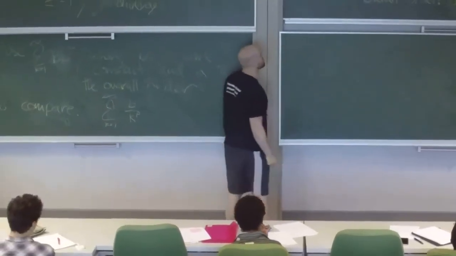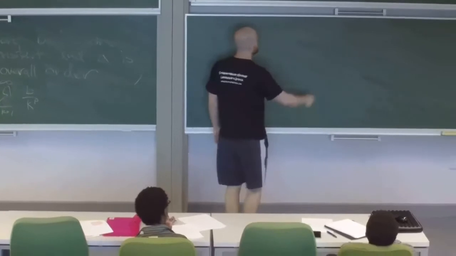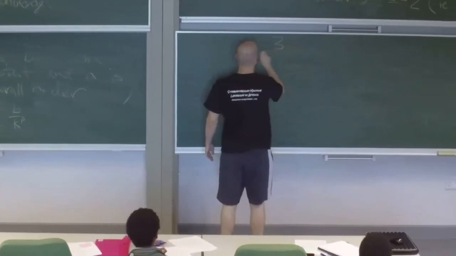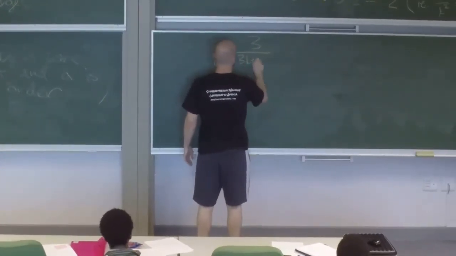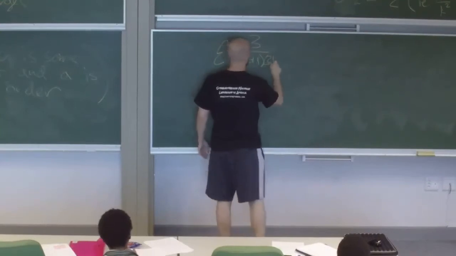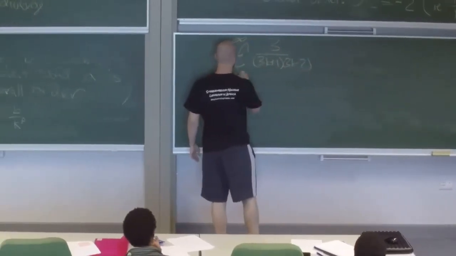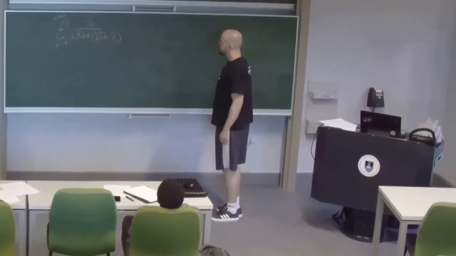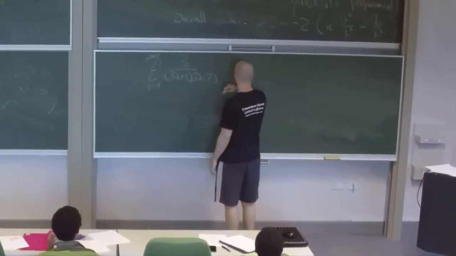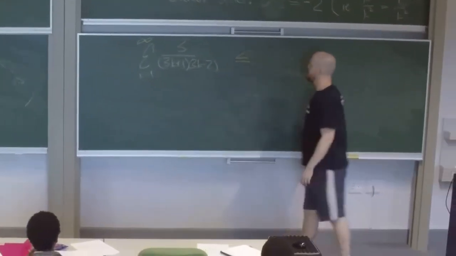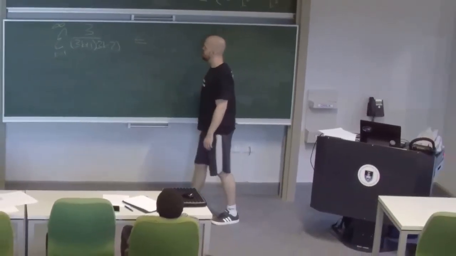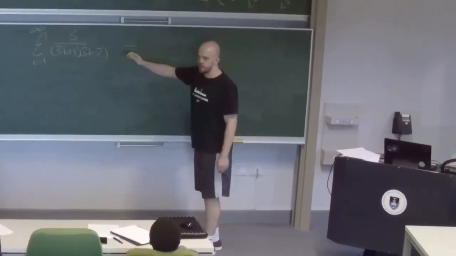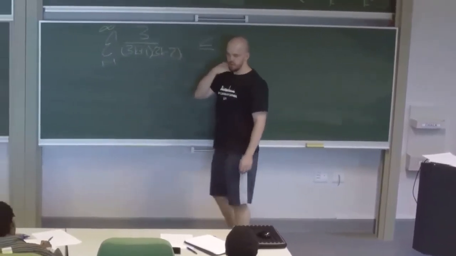Okay. So what was our overall order? It was -2. So my idea here is that I have the sum of 3 over (3k plus 1)(3k minus 2), k equals 1 to infinity, and I suspect that it converges. So what I'm looking for is something that's greater than or equal to it. I want to find something bigger that converges, and then by the comparison test I know that this converges.